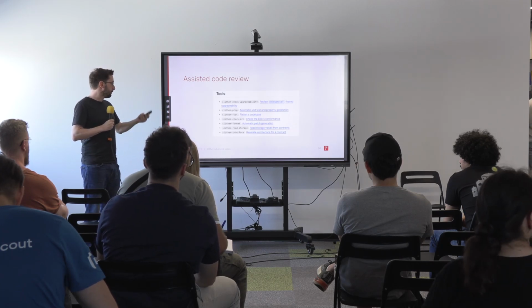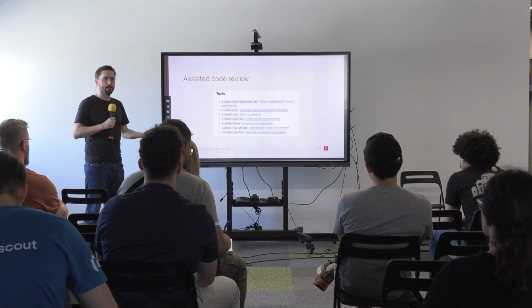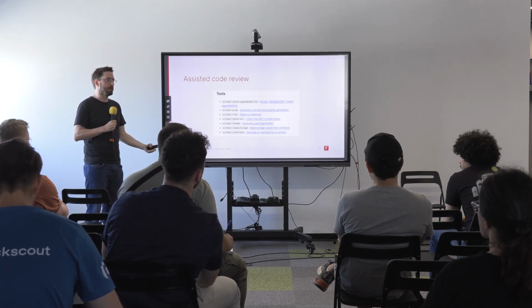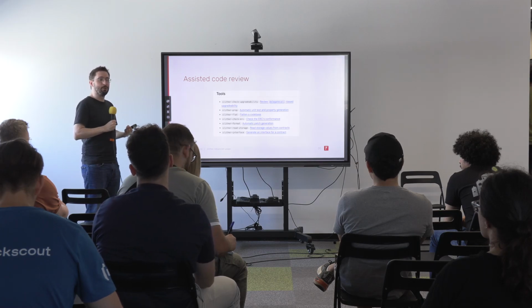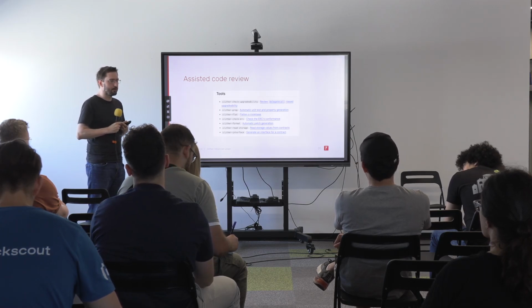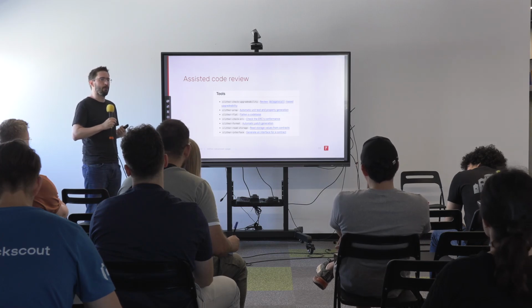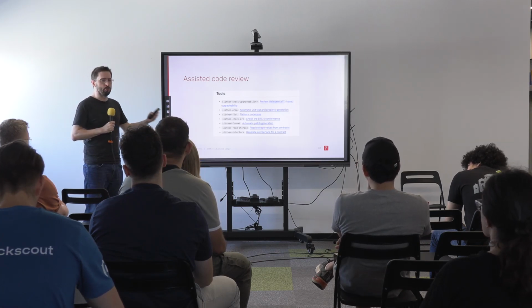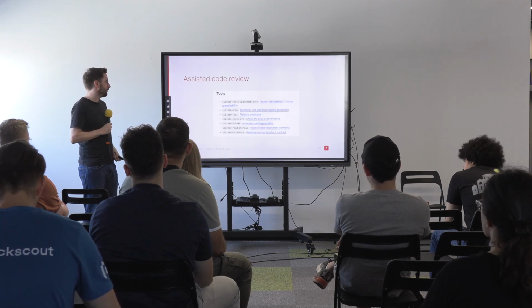slither-check-erc, kind of the same idea. If you are building a contract that is supposed to follow an ERC, it's not that difficult to make a mistake, like an incorrect parameter type, or missing a function, or things like that. slither-check-erc is going to do the conformance check for you.